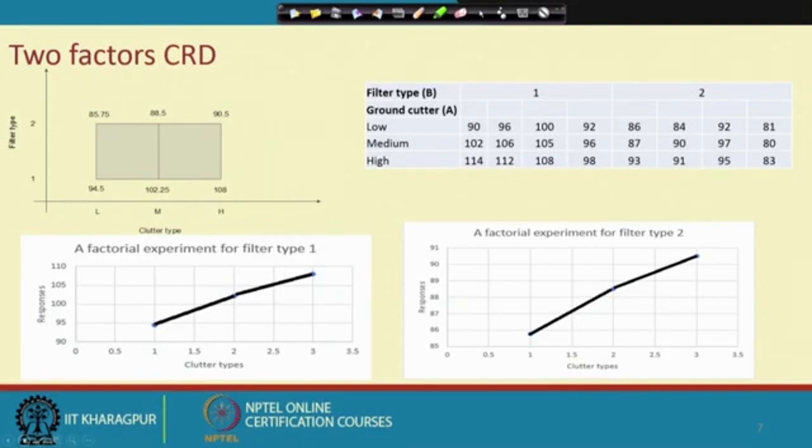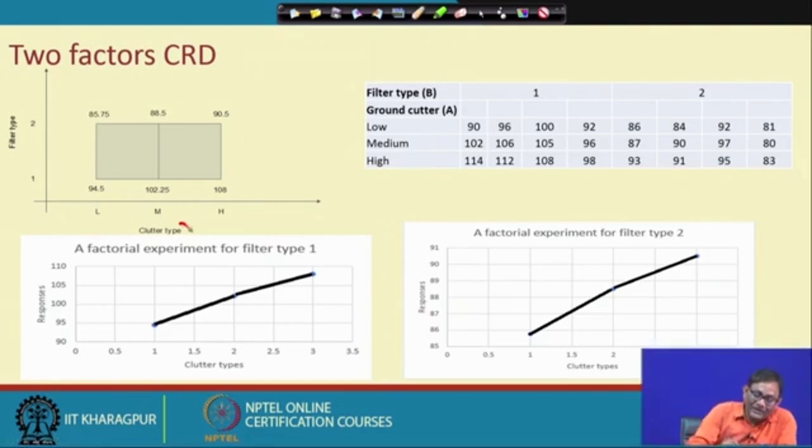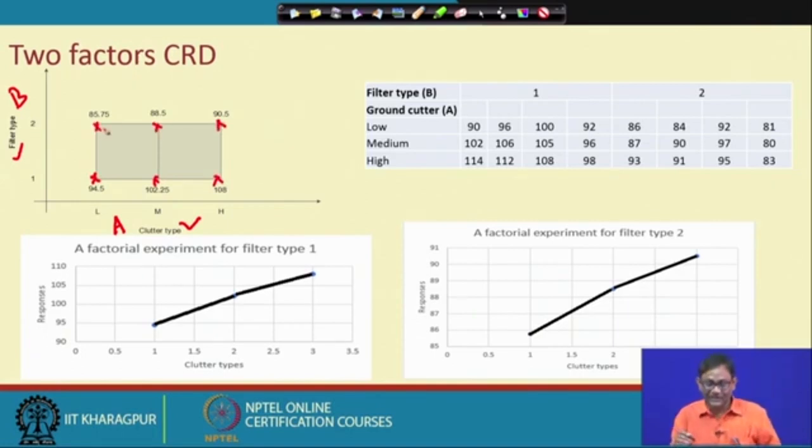So, if you consider this clutter type and filter type, that is factor A and this is factor B, then as clutter type has three levels and filter has two levels, how many treatment combinations are you getting? Six. Here 1, 2, 3, 4, 5, 6. You see you are getting low, medium, high, 1, 2, 3 into 2 is 6.